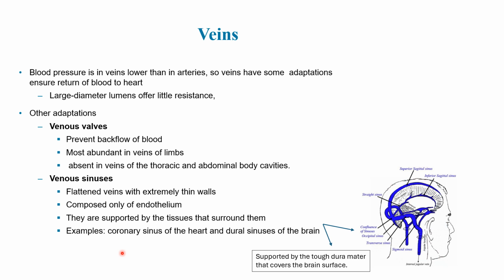Then we have another feature about the veins. There are venous sinuses. What are venous sinuses? They are flattened veins with extremely thin walls. Their walls only have endothelium, and because they have very thin walls, they are supported by the tissue around them. One very common example is the venous sinuses in the skull, in the brain. These are very dilated veins with a very thin endothelial lining, and they're supported by the tough dura mater that covers the surface of the brain.